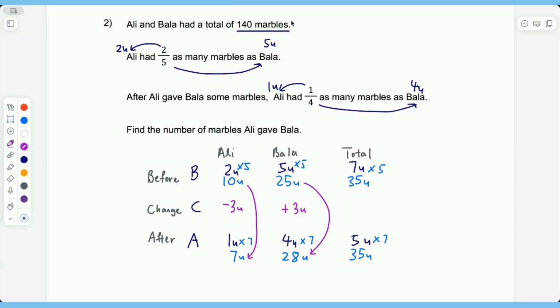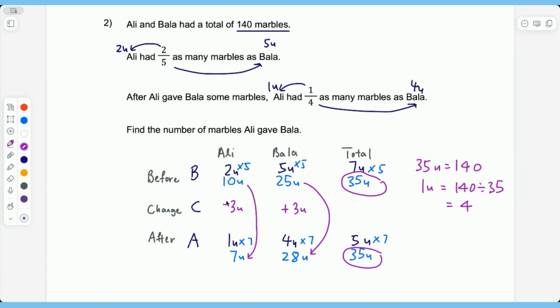Ali and Bala had a total of 140 marbles. That means 35 units, which is the total marbles between Ali and Bala, is equal to 140 marbles. 1 unit will be 140 divided by 35. That will be 4 marbles. 1 unit is 4 marbles.